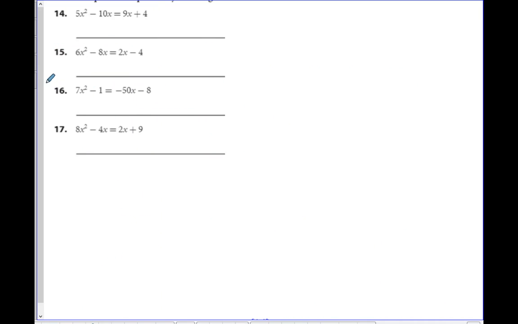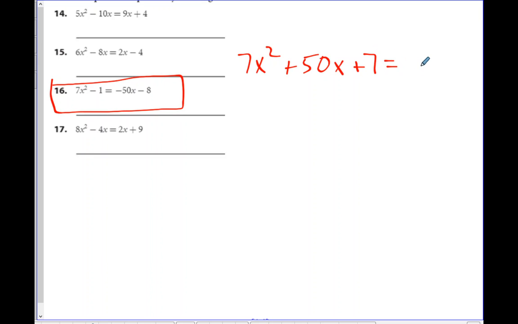On 16. Again, we want to make it equal to 0, so hopefully you would agree to add 50x to both sides. Yes. So that leaves us with 7x squared. There's no x over here, so that's just going to leave us with plus 50x on this side. And then add 8 to the other side. What does that leave us with, Desiree? That leaves us, wouldn't that leave us with 7 because there's 1 on the other side? Good, there's a minus 1 on the other side. Yeah, so now you have your equation equal to 0.